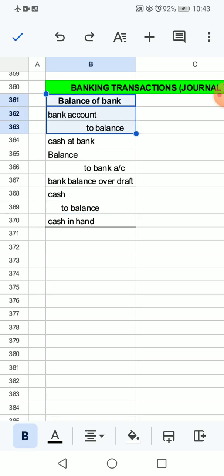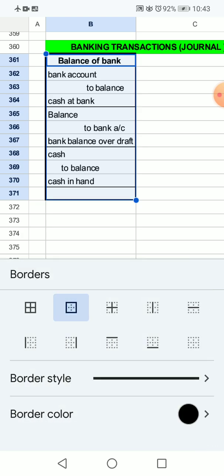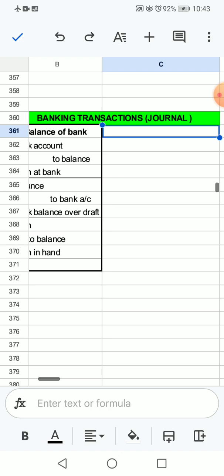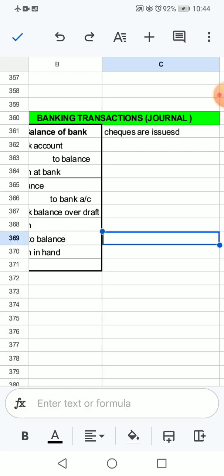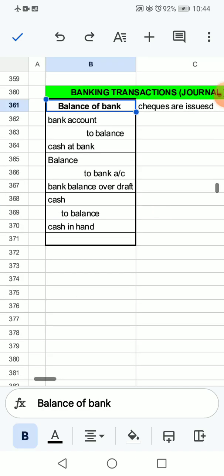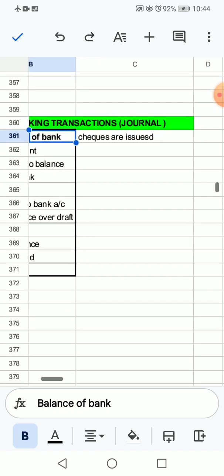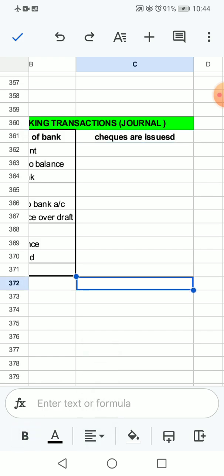This is our first part we have completed, and now we will move to our second part, where we will see the entries related to when checks are issued. If checks are issued, now you will concentrate upon these entries. This is our second portion. First portion was related to balance at bank, and now second portion is related to checks issued.